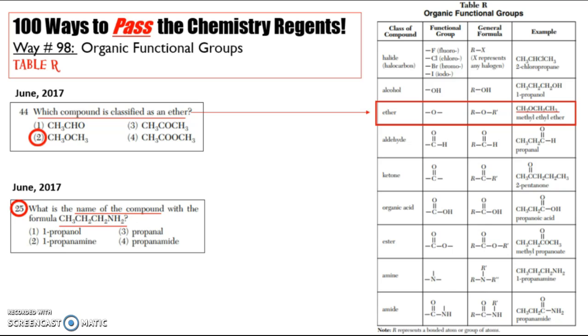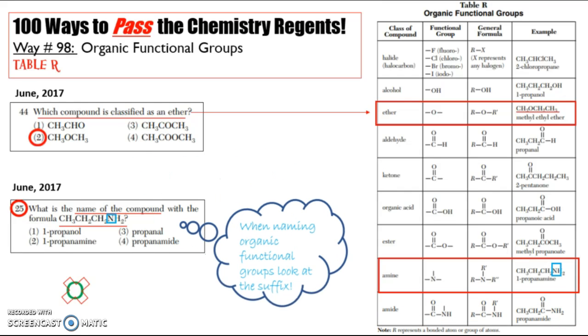Next, what is the name of the compound with the formula CH3CH2CH2NH2? Which of these organic groups are similar to the problem? That would be amine or amide, containing nitrogen. However, since the problem contains nitrogen and no oxygen, the answer is amine. When naming organic functional groups, look at the suffix. The suffix for amine is amine, and thus the answer must be choice 2.